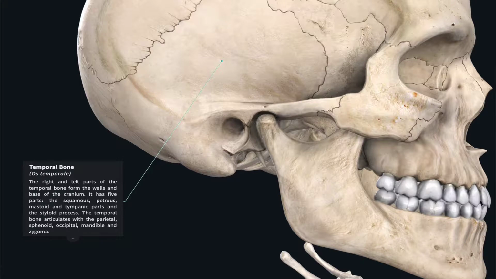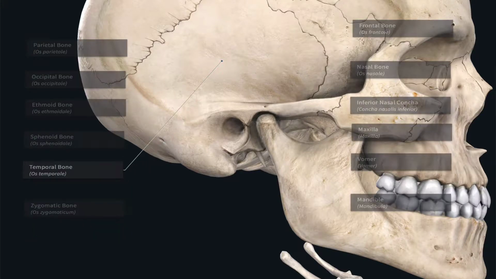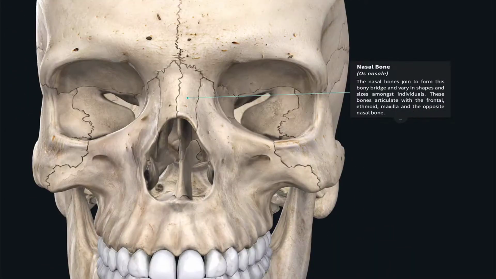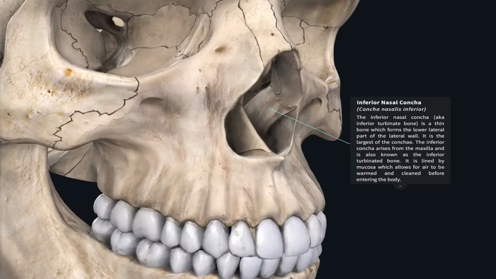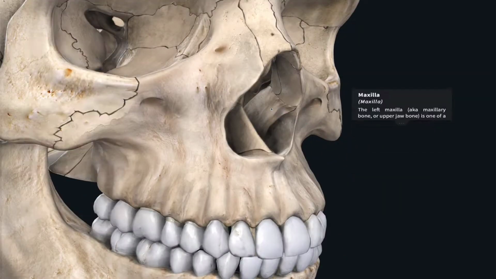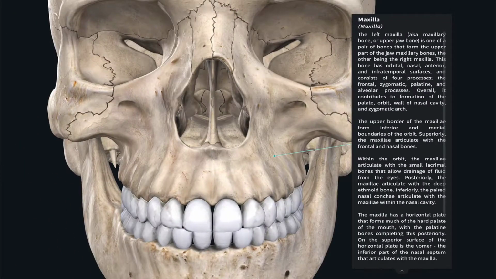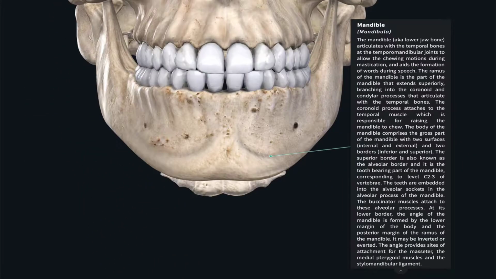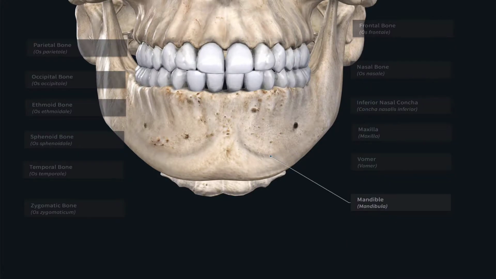While bones like the zygomatic bone, the nasal bone, the inferior nasal concha, the maxilla, the vomer, and the mandible all represent bones of the face and are largely creating the contours and shape of the human face.